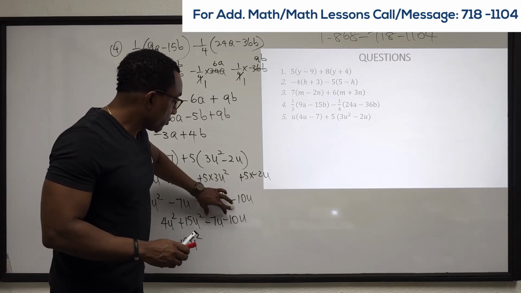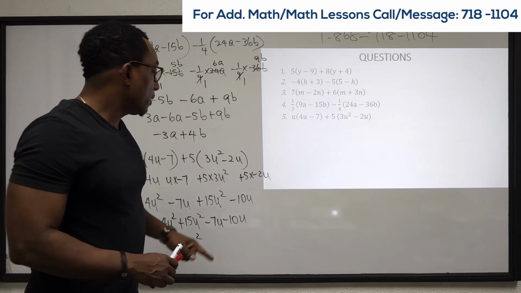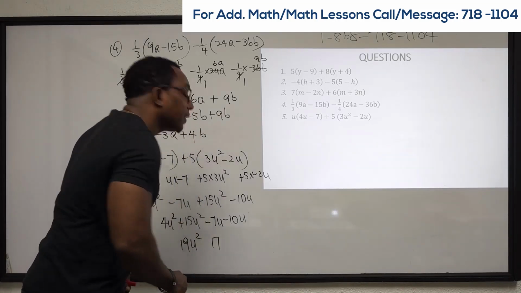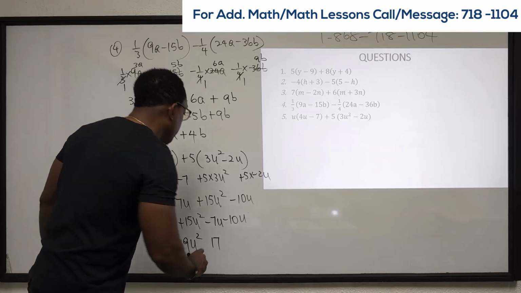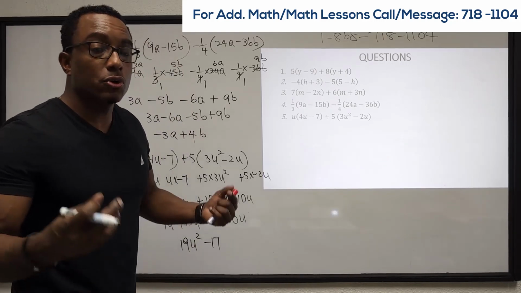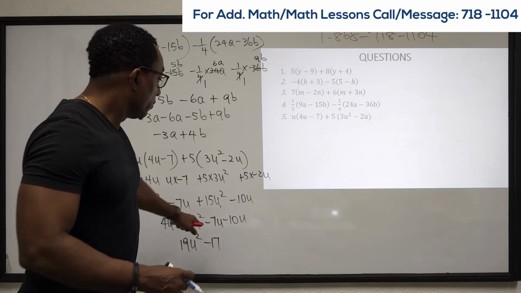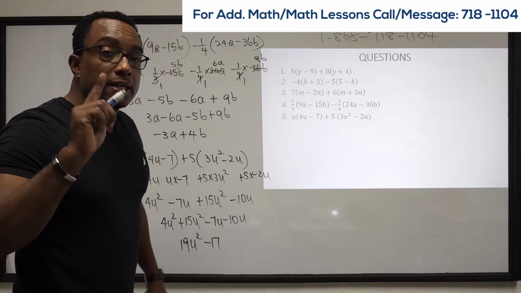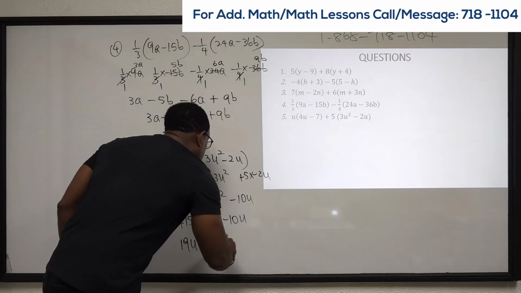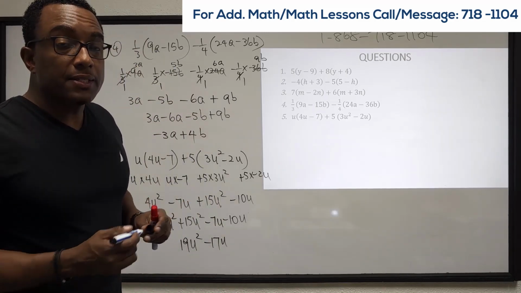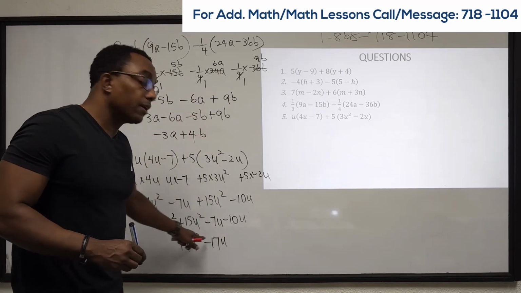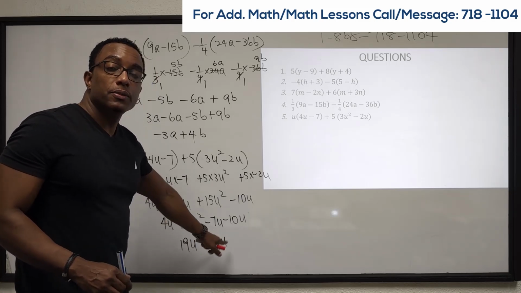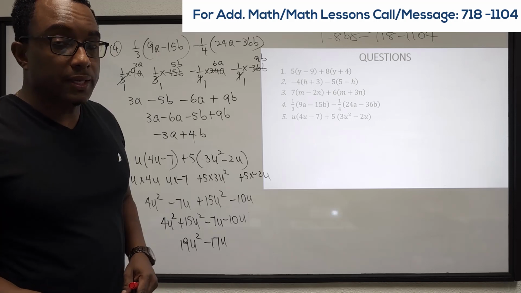When the signs are the same, we add the two natural numbers. 7 plus 10 is 17. And the common sign controls our 17. That negative sign is common to both natural numbers, which will control your 17. You have negative 17, and you maintain your variable and power. At that point, nothing else can be done because these two terms are not like terms. We see the variable u, but this is u to the power of 2, this is u to the power of 1. Nothing else can be done.